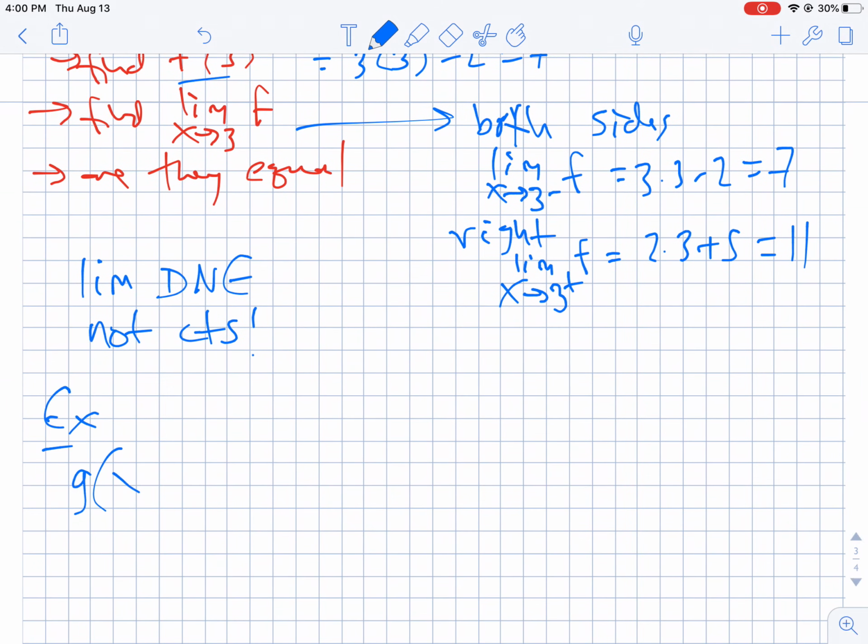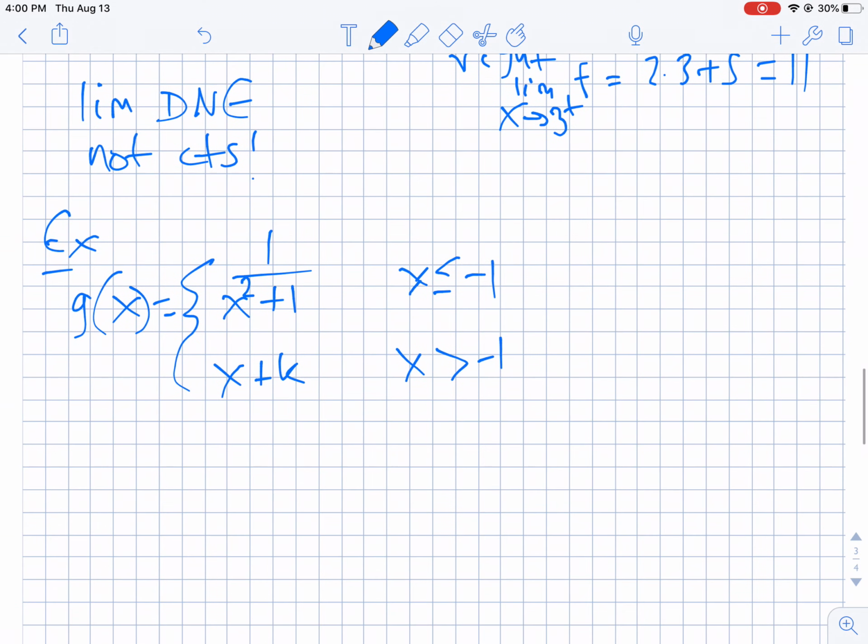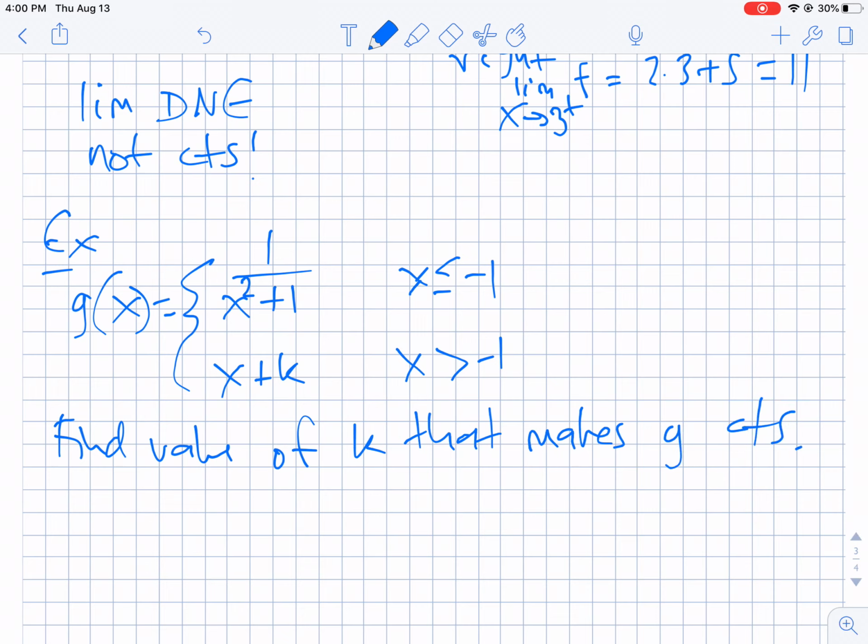So suppose I tell you g of x is 1 over x squared plus 1 if your x is less than or equal to, say, -1. And then it's x plus k if your x value is greater than -1. What you're trying to do is find the value of k that makes g continuous. So you get to play God in a sense. You get to set the two sides equal and force them to be continuous with a certain k value.